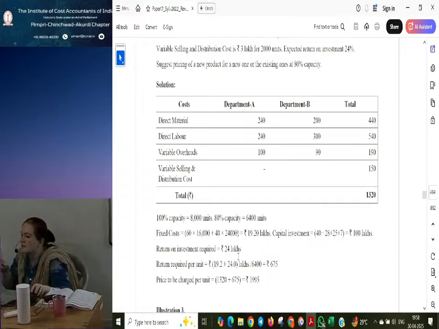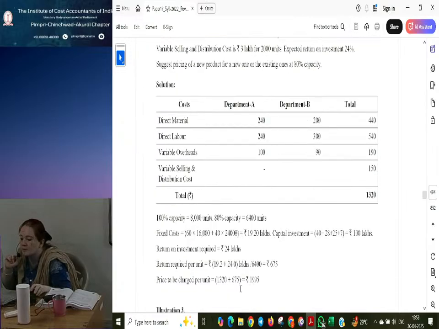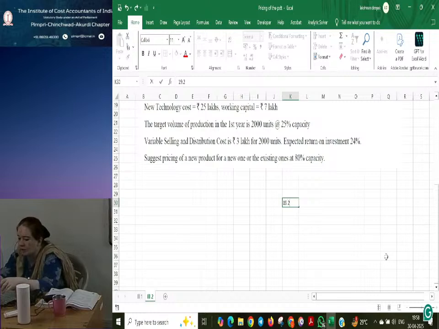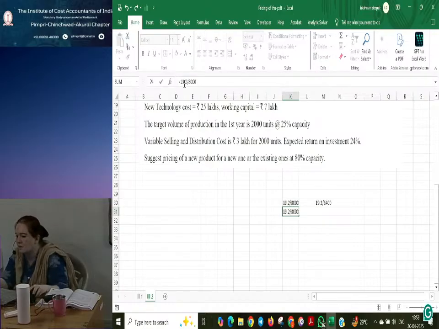So this is going to be the price. See the impact of fixed cost per unit. If it is 19,20,000 divided by the entire 8,000 units, the per unit cost will be less. See, 19.2 lakhs divided by 8,000 and 19.2 lakhs divided by 6,400. That is, I would say 19 lakhs 20,000. That will be better.